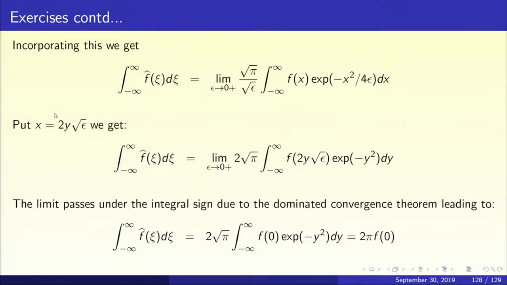Now it's a matter of taking the limit inside the integral. Appeal to the dominated convergence theorem. f of 2y root epsilon converges to f of 0, and the f of 0 comes out. The integral of e to the power minus y squared dy is root pi. We get 2 pi f of 0 as advertised. Let us look at some more examples.